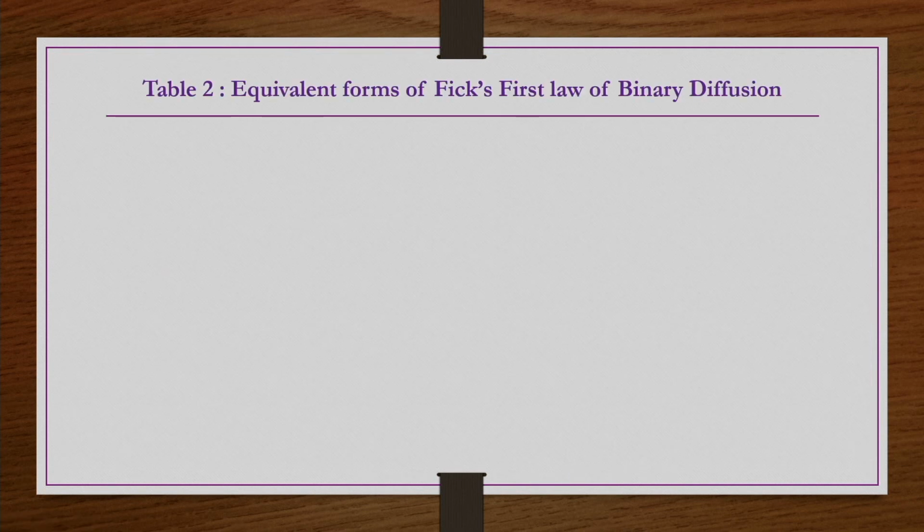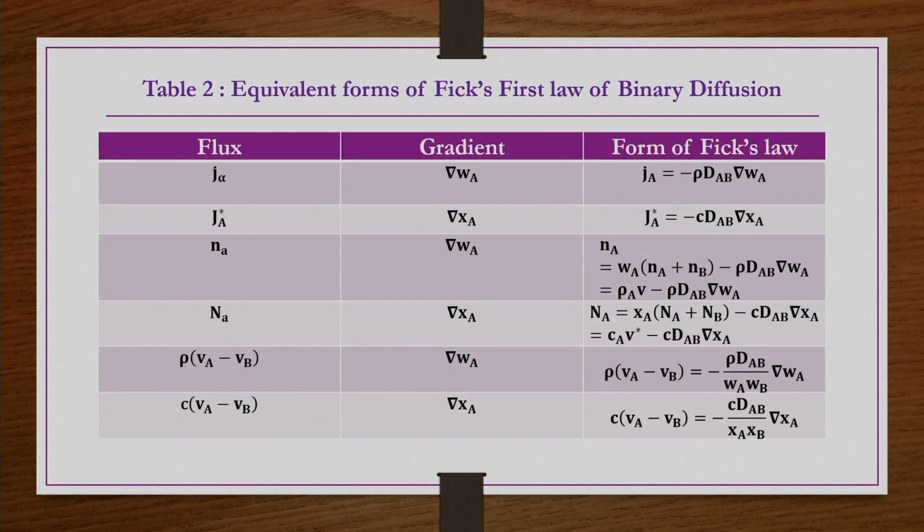Similarly, different equivalent forms of Fick's first law for binary diffusion are shown here. For mass flux, the gradient is del W A, and the form of Fick's law is nothing but J A is equal to minus rho D AB del W A. Similarly, for molar flux, capital J A star, the concentration gradient is del X A, and the form of Fick's law is capital J A star is equal to minus C D AB del X A.